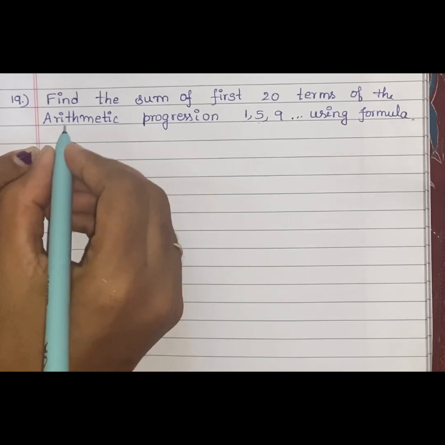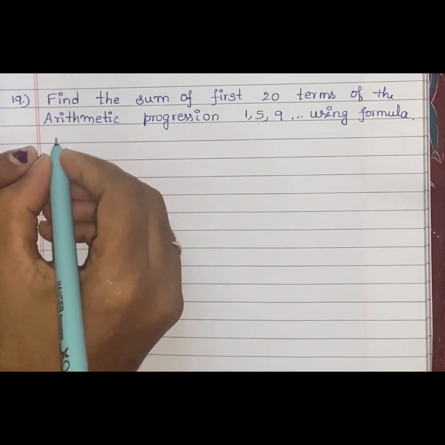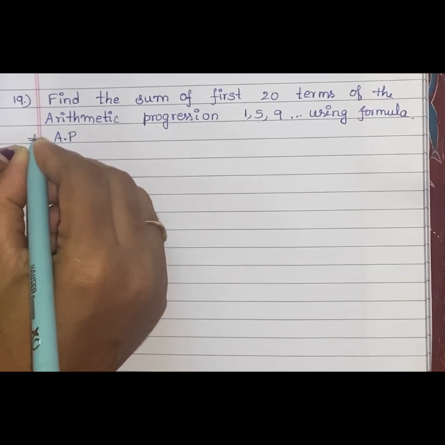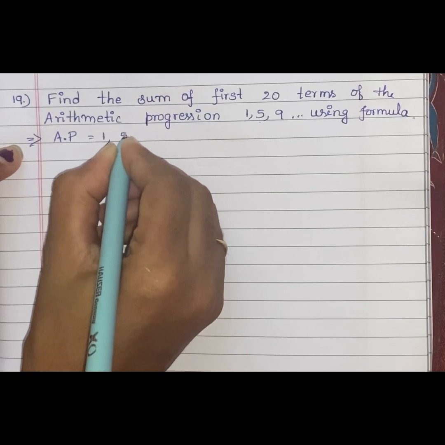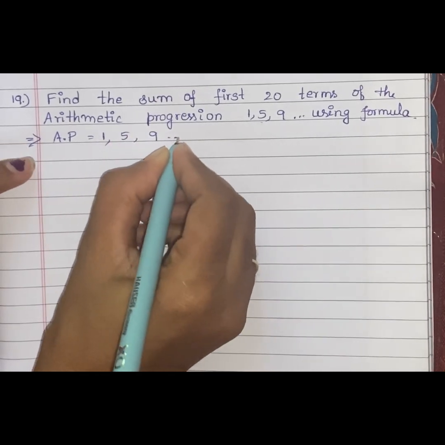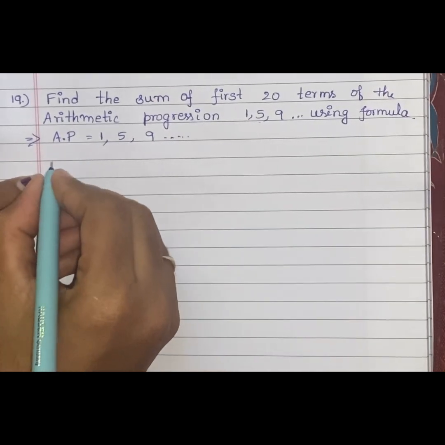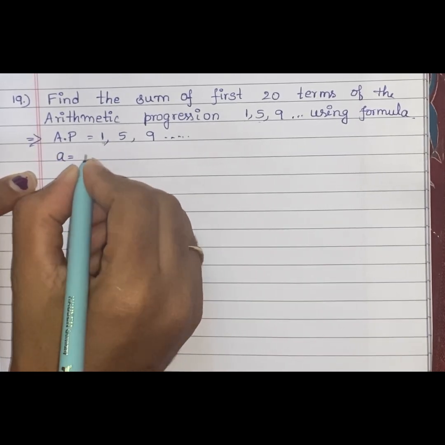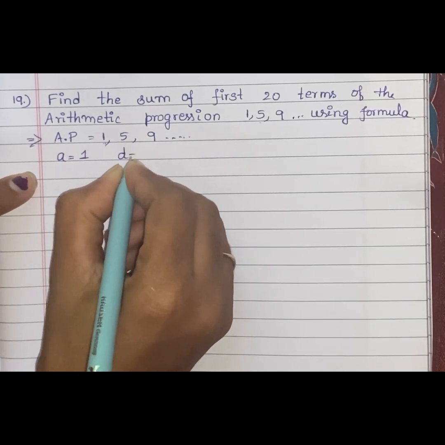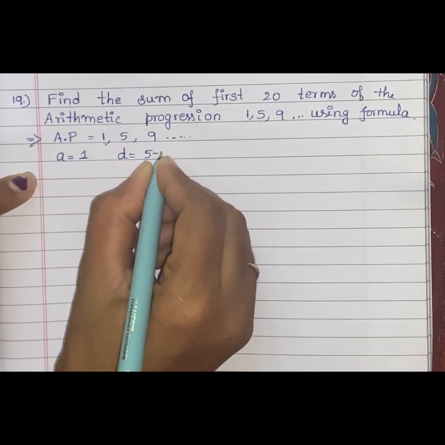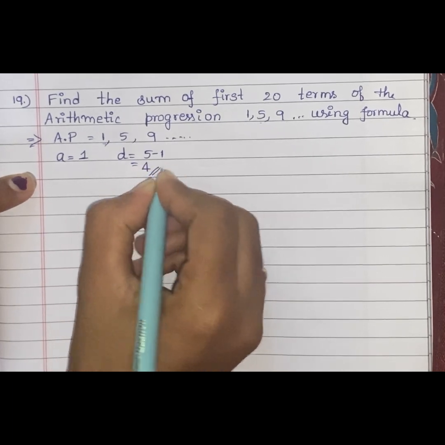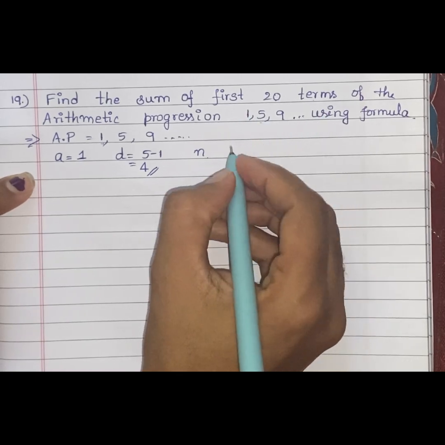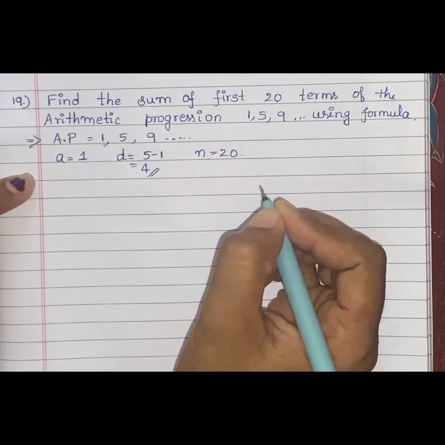Okay, so now here the given terms are arithmetic progression, I'll write arithmetic progression in short form, that is 1, 5, 9, and it goes on. So here a is nothing but the first term of the arithmetic progression, that is 1. Then d is nothing but 5 minus 1, that is 4. What is n? First 20 terms. How many terms? 20 terms. That means n is 20.